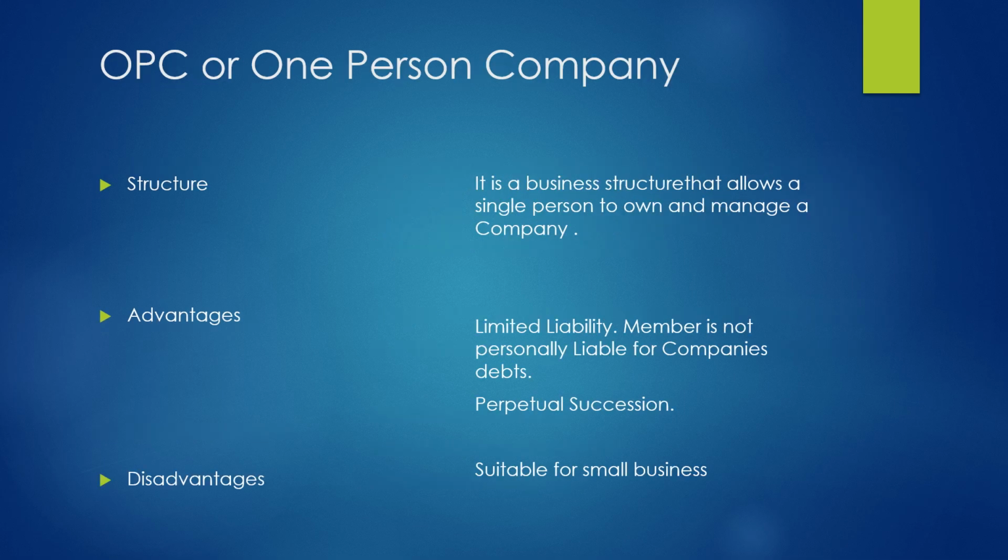OPC or one person company is a new concept introduced in the Companies Act of 2013. It is yet to gain popularity in India. It is a business structure that allows a single person to own and manage a company. The advantages are limited liability, the member is not personally liable for the company's debts, and it has continuity. Disadvantages: it is suitable only for small businesses.